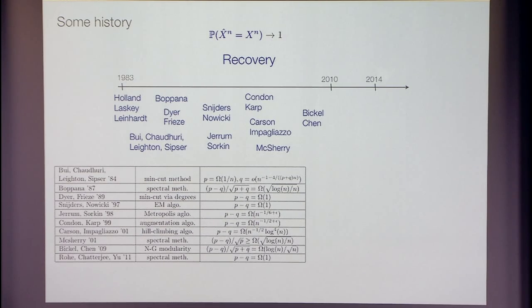How close can P and Q be so that you can solve this problem? If P is equal to Q, we know it's not possible, so you'd like it to be as small as possible. And the approach is basically algorithmic. People come with a new idea of an algorithm, they try it, and they see what they get.